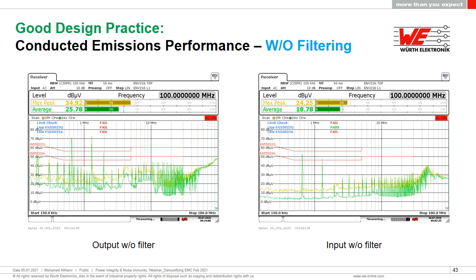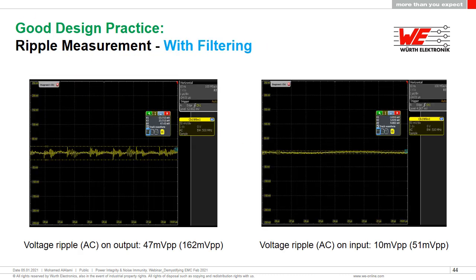Now let's have a look. Oops, I've still got a failure here. I've still got a failure there. So I'm still not there, unfortunately, even with the good design practice. Now let's have a look when we introduce our filtering, the common mode chokes and the differential. And here we go. Now we're down to 47 millivolts and 10 millivolts peak to peak on both the output and the input.